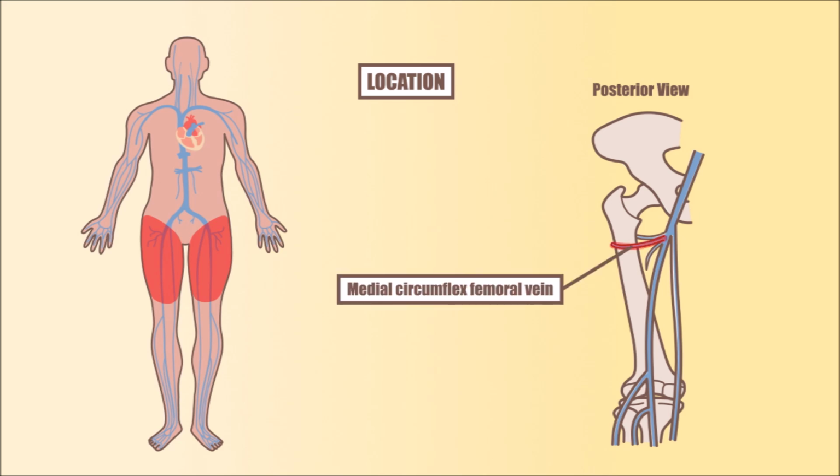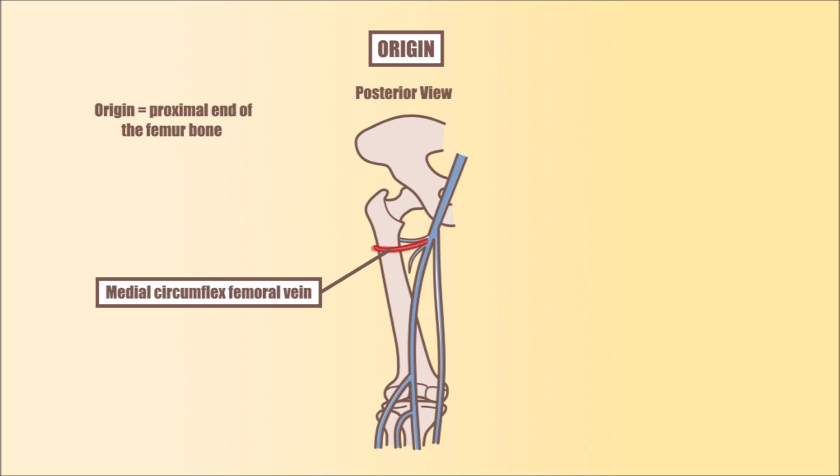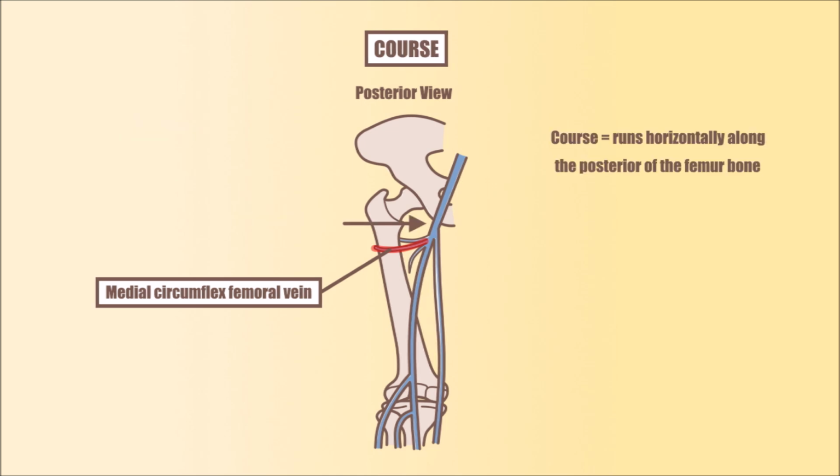Where does this vein originate? This vein originates from the area around the proximal end of the femur bone. What is the course of this vein? This vein runs horizontally along the posterior of the femur bone. This vein ends by draining into the femoral vein.